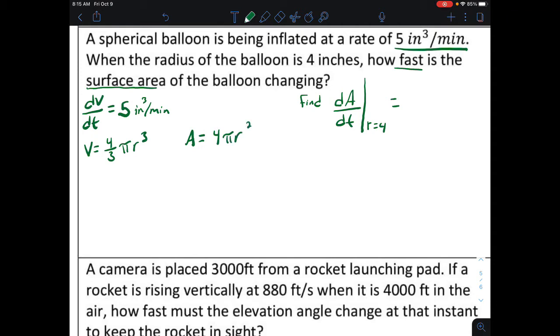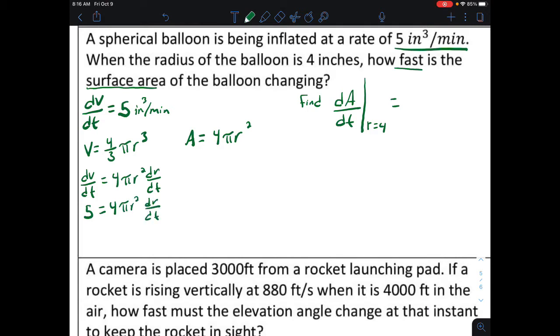Now, we're given a rate. We're given the rate of change of our volume. So we do need to go ahead and take the derivative of our volume formula with respect to time. So dV over dt is going to equal 4 pi r squared dr over dt. Okay? Now, I could go ahead and put 5 in because I know 5 is dV over dt, now that I've taken the derivative. So 5 is equal to 4 pi r squared dr over dt.